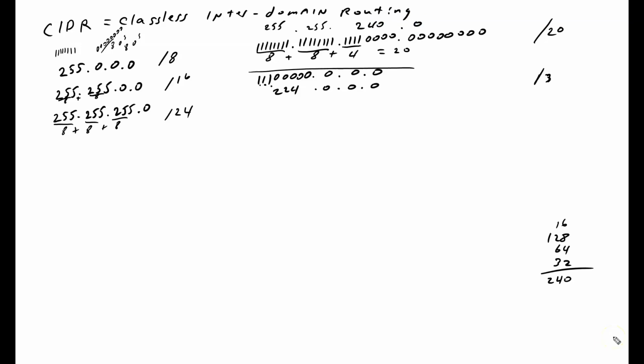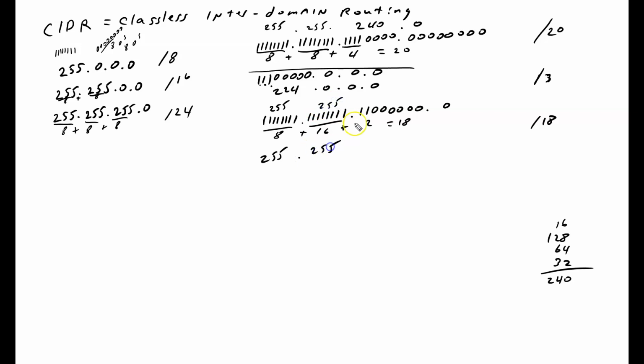All right, let's do one more. Let's do a /18. 1, 2, 3, 4, 5, 6, 7, 8, 9, 10, 11, 12, 13, 14, 15, 16, 17, 18. So now I've got 8, 16, and 2. That is indeed a /18. But let's convert this to decimal. I would have a 255 here, dot 255 here. Here I'd have a 128 and a 64.